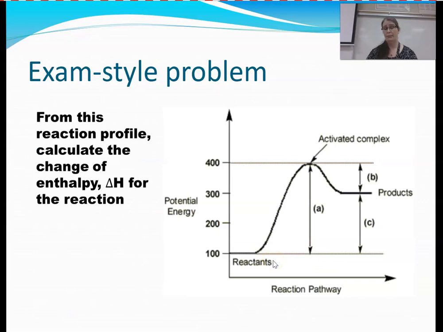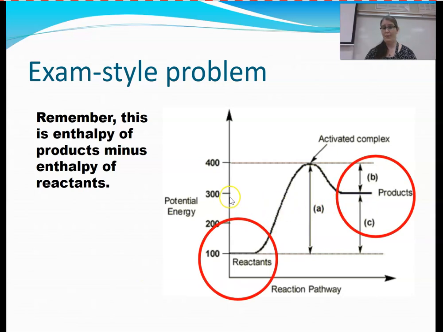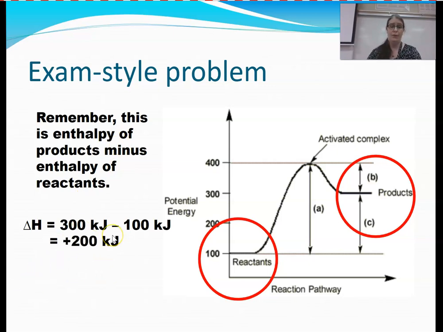So here's a little problem. From this reaction profile, let's calculate the change in enthalpy, delta H, for the reaction. Of course, delta is final minus initial, or in our case, where do we finally end up? Products minus where we started, reactants. So if we look at this, we can actually estimate these numbers to be about 300 for the products and about 100 for the reactants. So our delta H is 300 minus 100, or about positive 200 kilojoules.